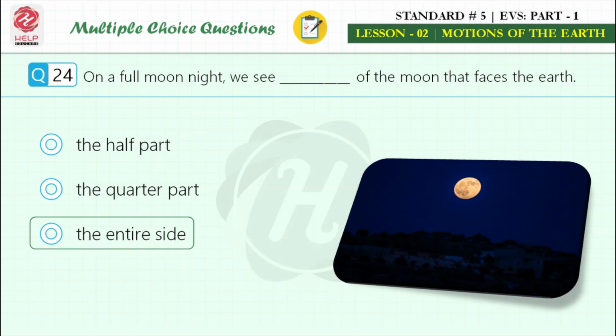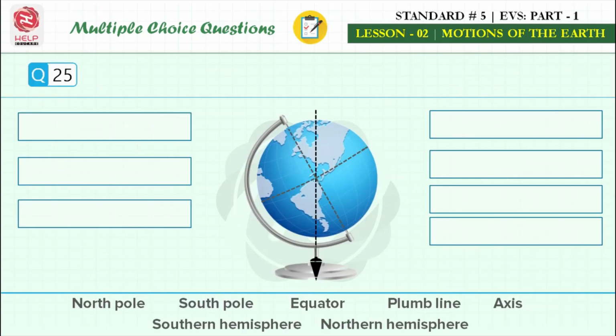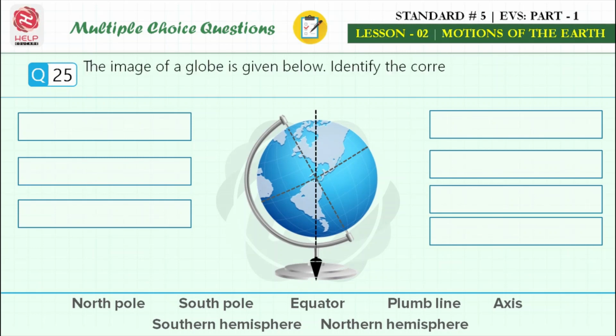Correct answer is the entire side. Question number 25. The image of a globe is given below. You have to identify the correct name of each part showing in the globe image.